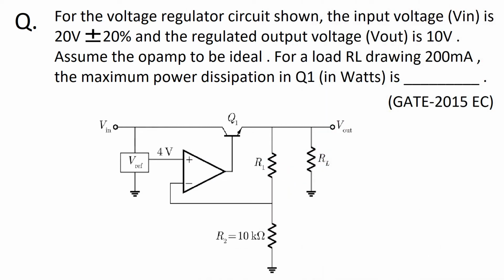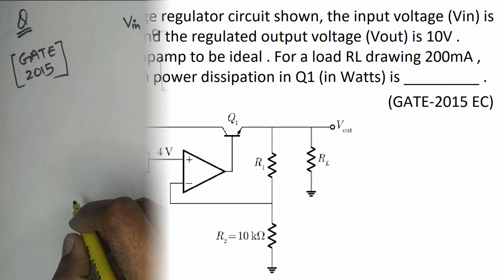In this tutorial, we are going to solve the GATE 2015 question of EC branch. There are many different questions asked in GATE exam related to this concept, and once you understand this concept, you can easily solve the question. Now, in this question, it has been asked to us to find the maximum power dissipation through transistor Q1. And it has been given that the input voltage is unregulated 20 volt with 20% fluctuation, and the Vout is regulated voltage equal to 10 volt, and load RL is drawing 200 milliamps of current.